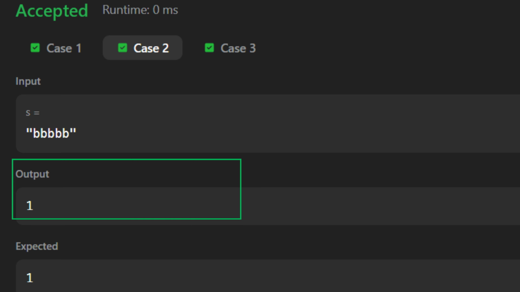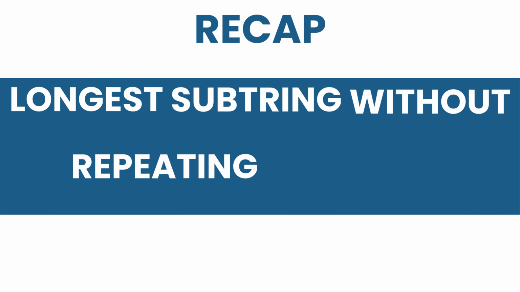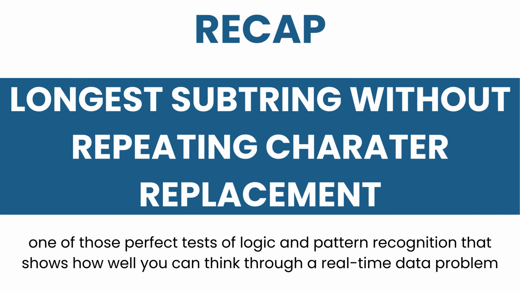This confirms that our code is working correctly and passes the test case. So, our implementation is correct. The algorithm successfully finds the longest substring without repeating characters, efficient, accurate, and reliable. So, what did we just learn? This problem, longest substring without repeating characters, is one of those perfect tests of logic and pattern recognition that shows how well you can think through a real-time data problem.